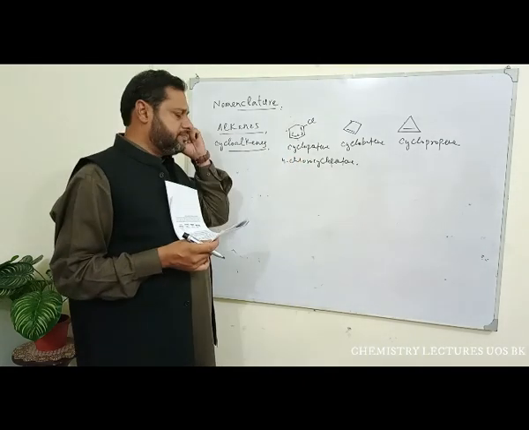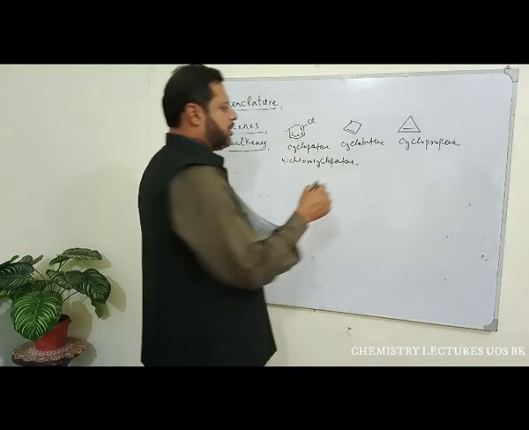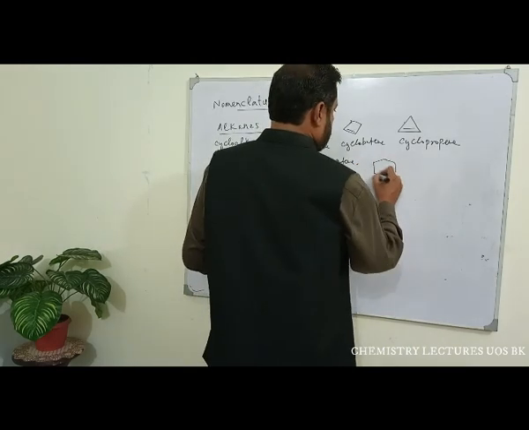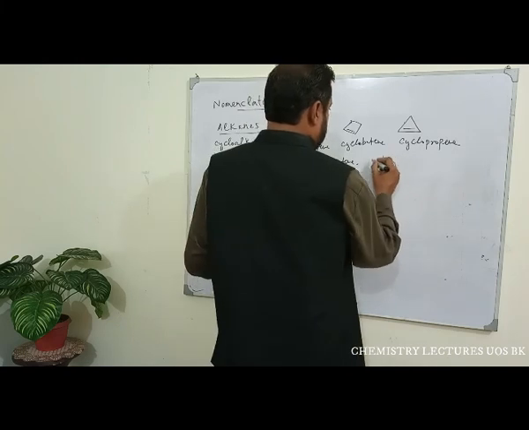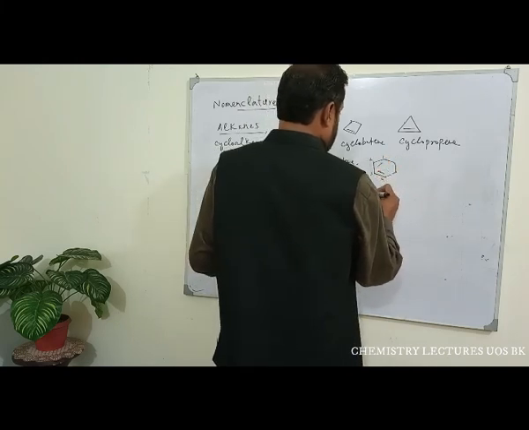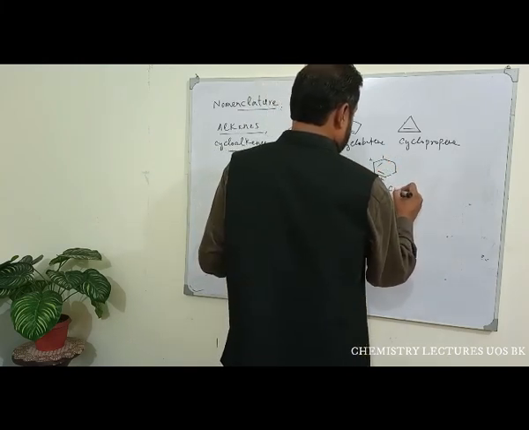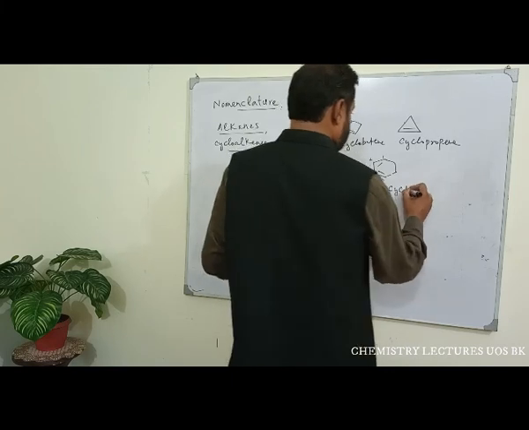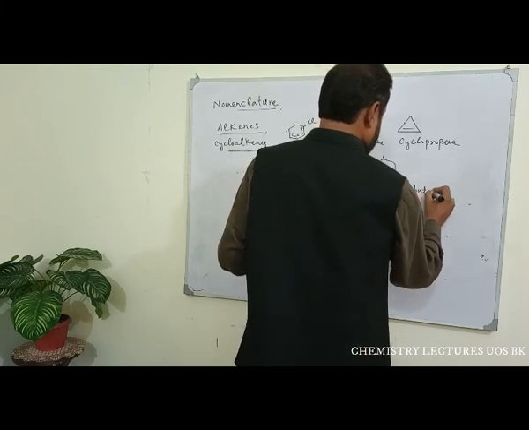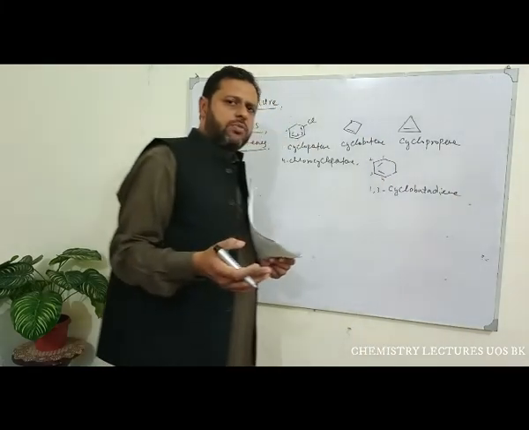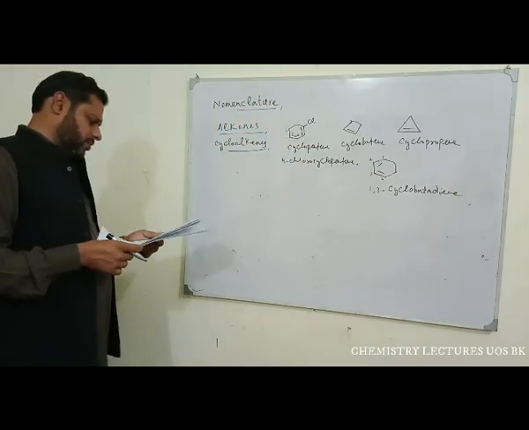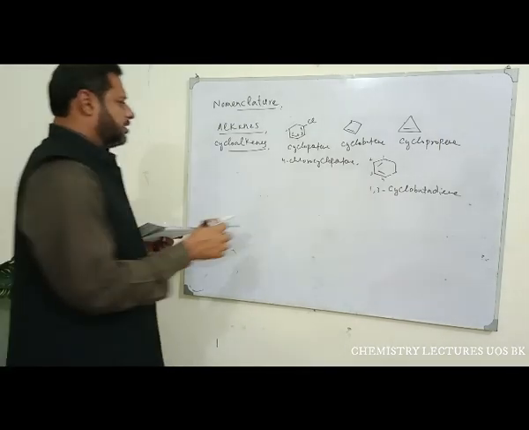and second carbon. If you have more than 2 double bonds, then you have to mention the position of the double bond. It will be 1, 3-cyclobutadiene. And if you have 3 double bonds, it will be cyclotriene and so on. Like this one.